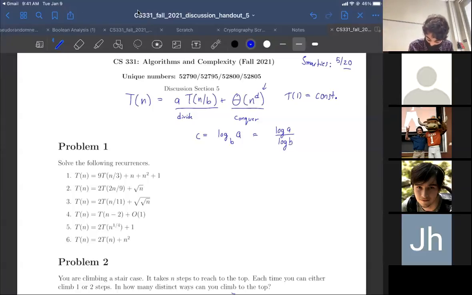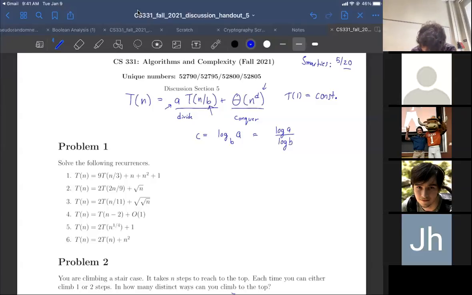It's in some sense a measure of the divide step. If we have larger subproblems, that means B is small, so C goes up because log B is small. And if we have more subproblems, then log A is bigger, so C is bigger. So C is a proxy for how long it takes to do the divide steps of the divide and conquer process. The idea is that either the runtime will be dominated by the divide step, by the conquer step, or both will be interplayed equally.